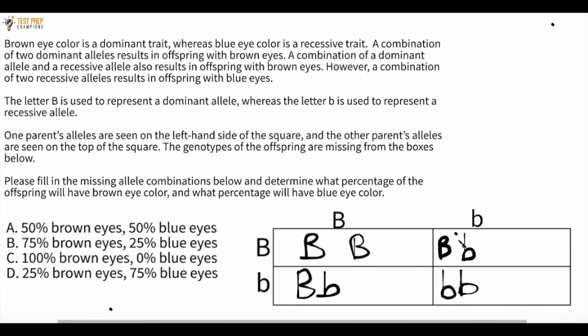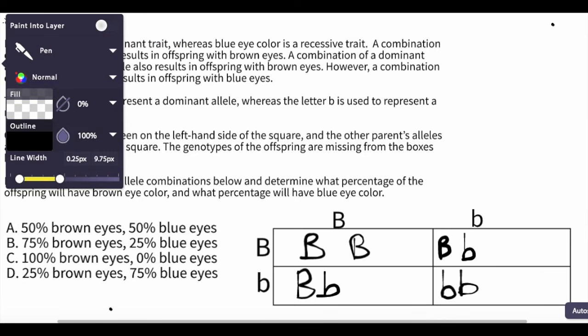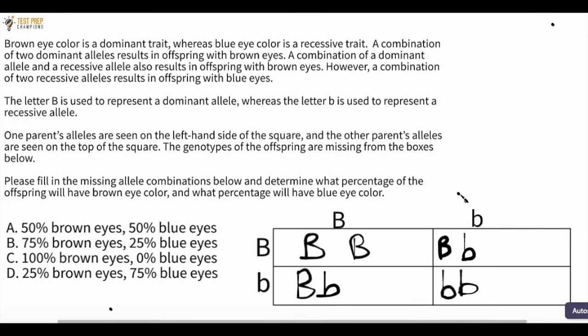Maybe when you did the combination for this box, for example, you wrote it like this: little b, big B. If you did that, then technically you have the right combination, but just know that usually we write the capital letter first. So just keep that in mind in case you get confused on your test. But anyway, let's talk about the different percentages here.